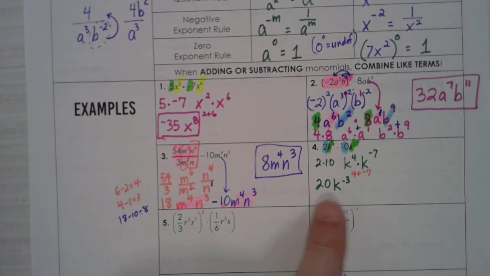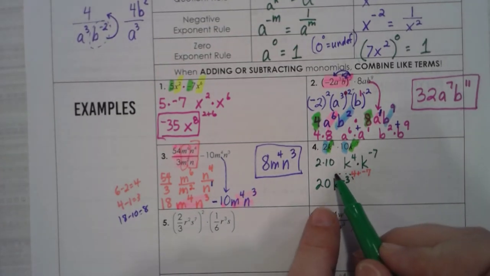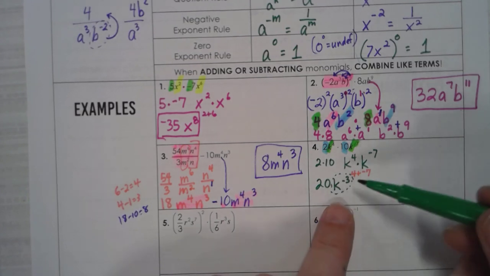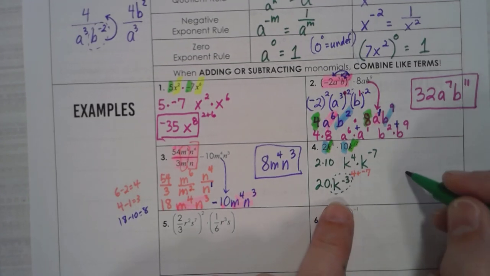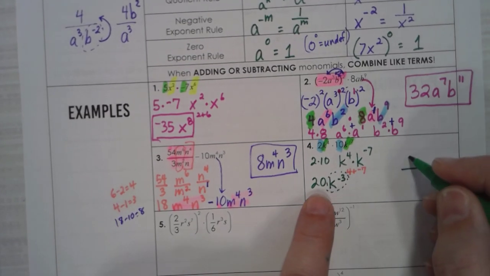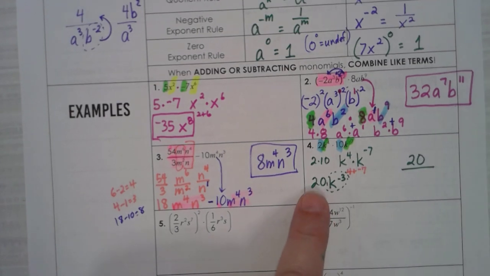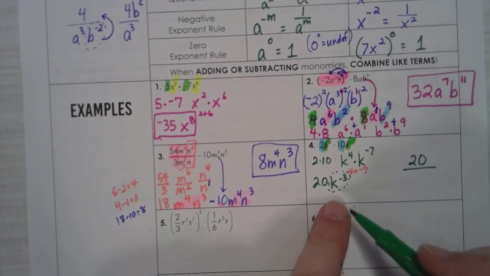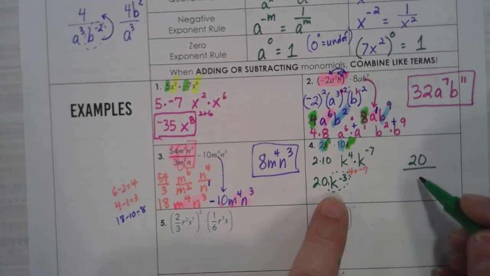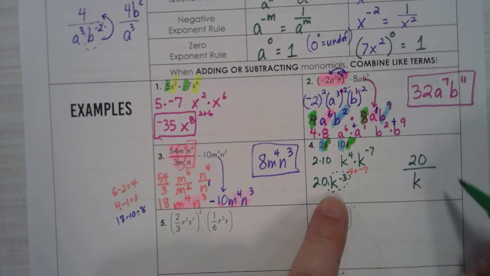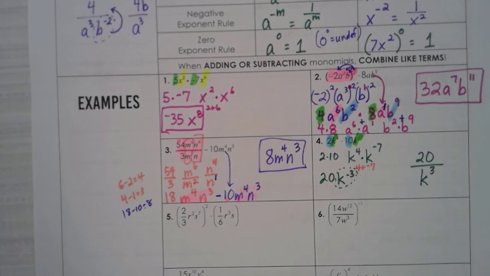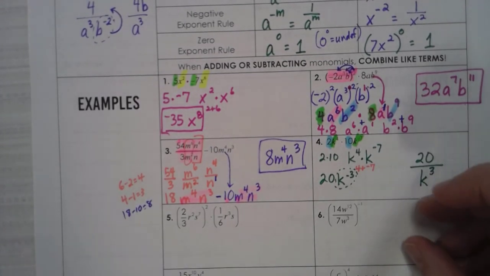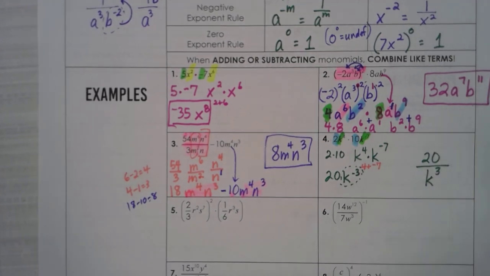But I can't leave a negative in my answer, so we're going to take this negative 3, which is currently in the numerator, and we're going to make our answer into a fraction. So the 20 stays on top because that was in the numerator, or the top, to start with, and we're going to take this k to the negative 3 and push it down here to the denominator and make it positive. Okay, so we're just going to sort of flip it from top to bottom for that purpose.